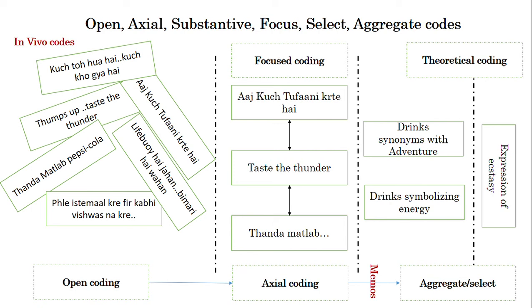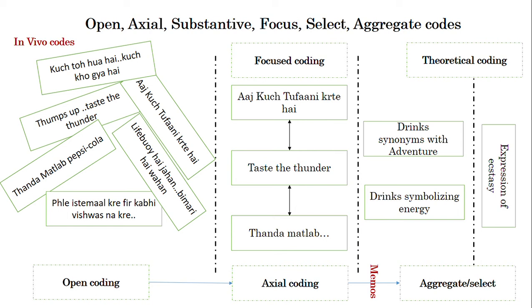Now here you start referring to the memos, and then you try to see whether based on your understanding of the memos, based on the data that you have drawn from the Excel coding, what further refinement can be done. And when you further refine these themes, you finally end up with two major themes. As you can see, drink synonymous with adventure, drink symbolizing energy. They are basically two quotes that denote all the three quotes that are given in the Excel coding.